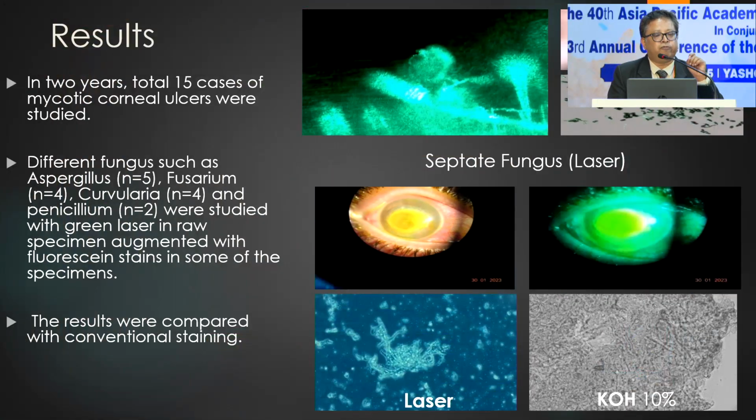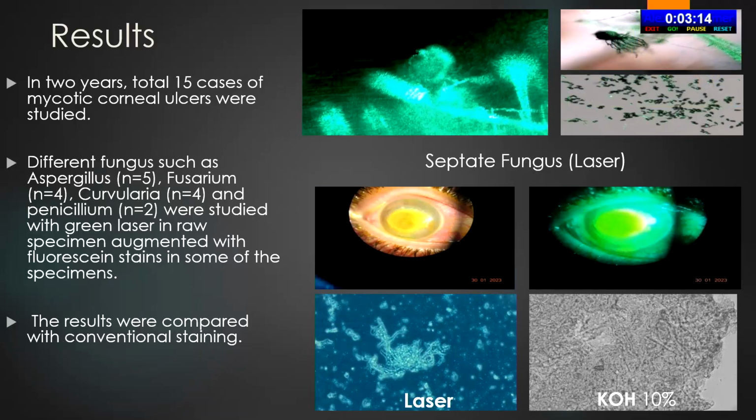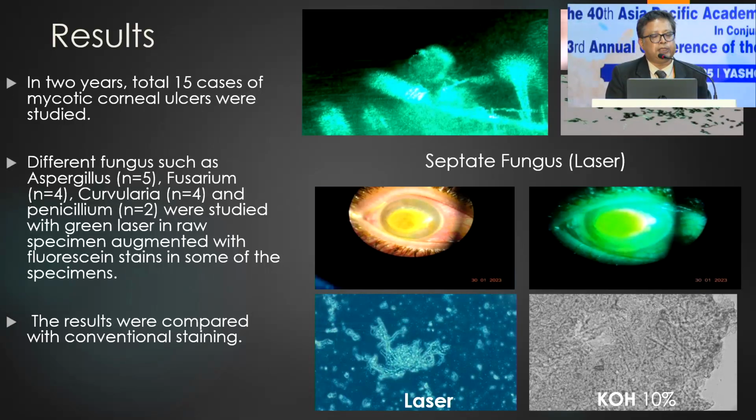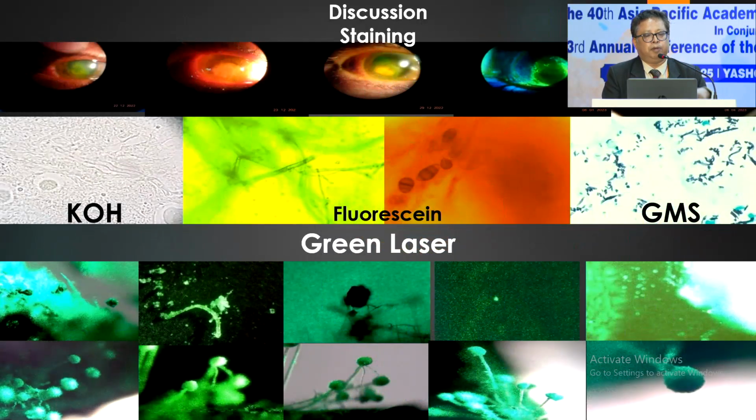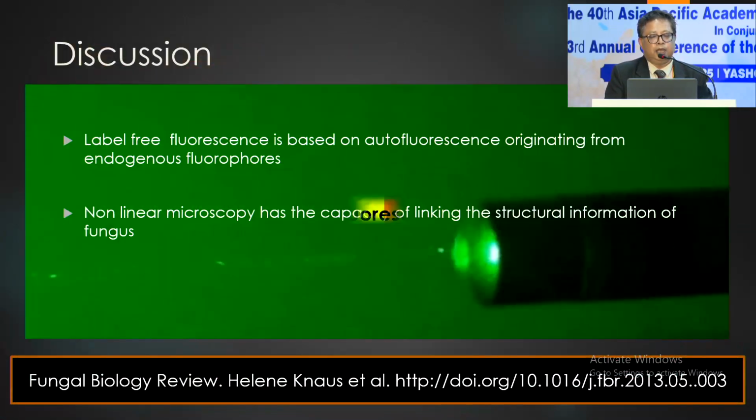Now, over 2 years, a total of 15 cases of mycotic corneal ulcer were studied: 5 cases of Aspergillus, 4 cases of Fusarium, 4 cases of Curvularia, and Penicillium in 2 cases with green laser. Results were compared with conventional staining. Now we see in this clinical picture, KOH was done immediately on the scraping, and in our lab we have done fluorescein stain in those cases, and GMS stain was done in the permanent section. All this green laser was seen in our microscope.